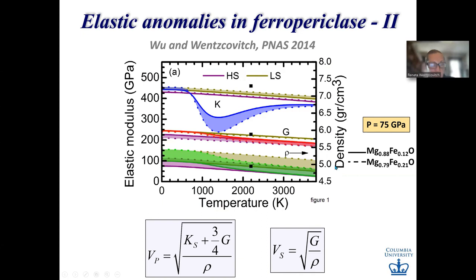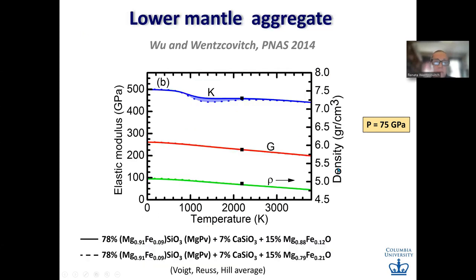Of course, this K here is much more important, but remember, I have a rock: 78% ferropericlase without spin, bridgmanite without spin transition, some calcium silicate, and then my ferropericlase. So the anomalies in K can also be seen in the rock, in the aggregate, where the elastic properties of the rock are calculated with Voigt-Reuss-Hill averages.